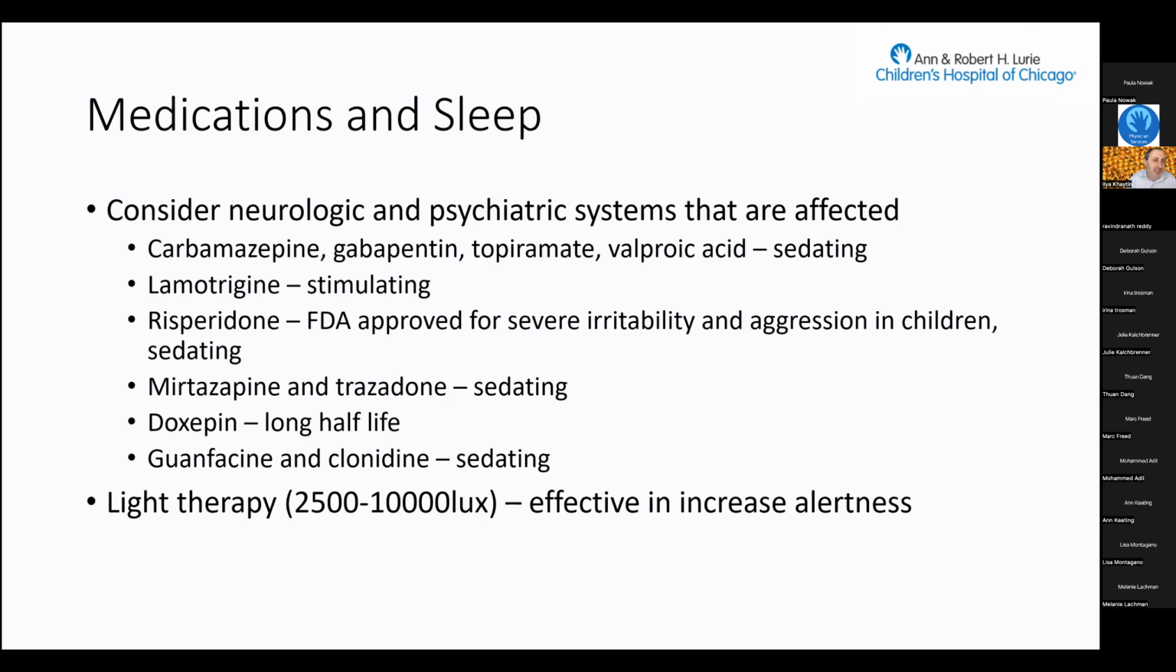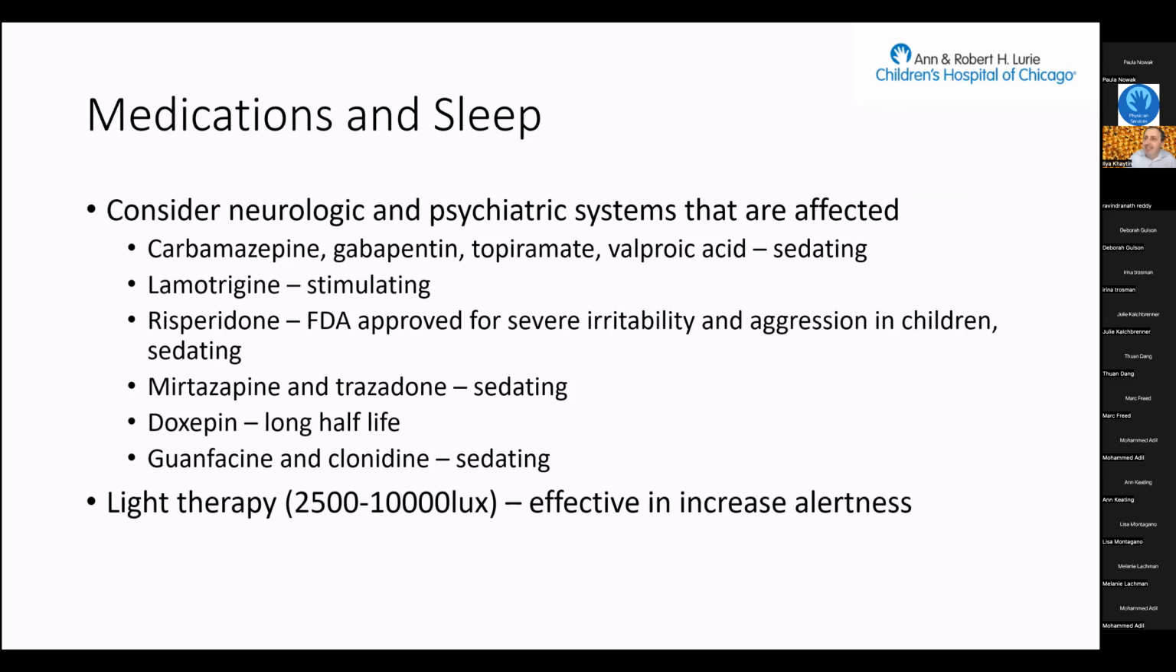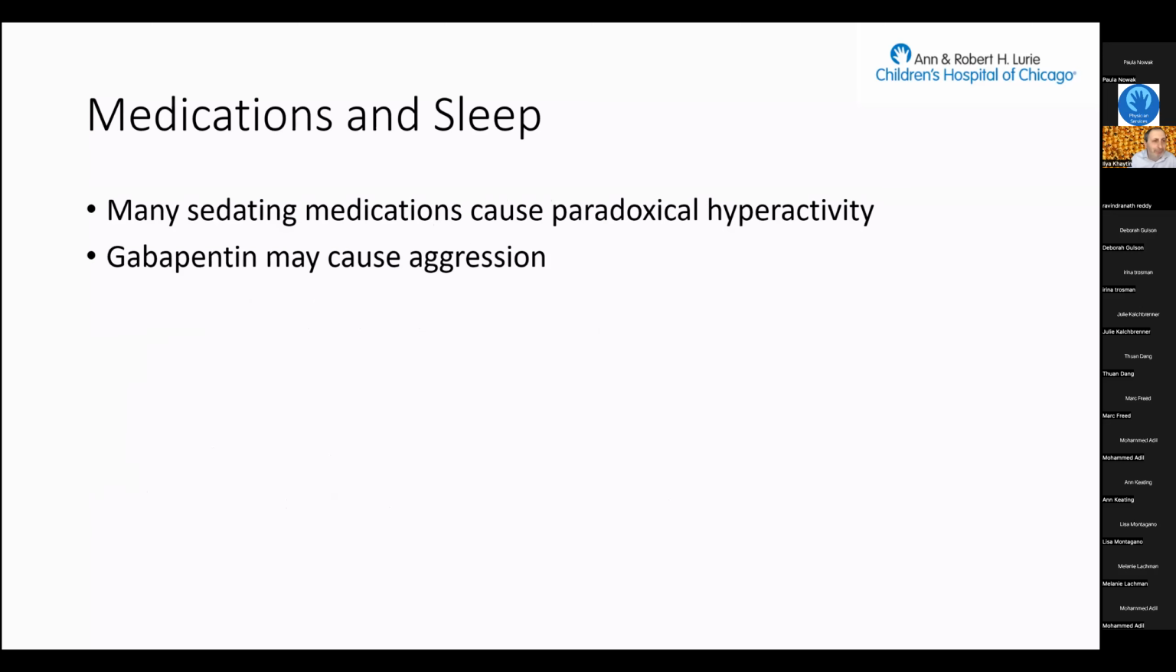Light therapy is very effective to increase alertness. Children should not be sitting in a dark bedroom in the morning. They wake up, shades open, they are blasted with bright light. If they are very sedated during the day, if they have excessive daytime sleepiness, exercising and light therapy during the day can also be helpful.